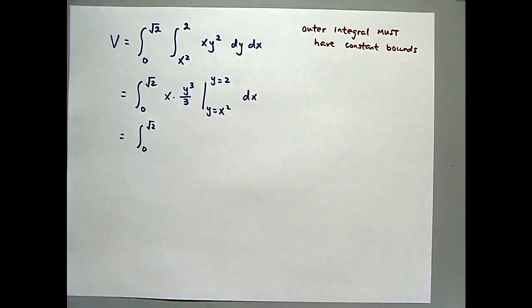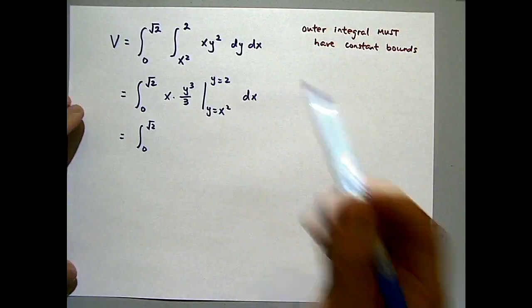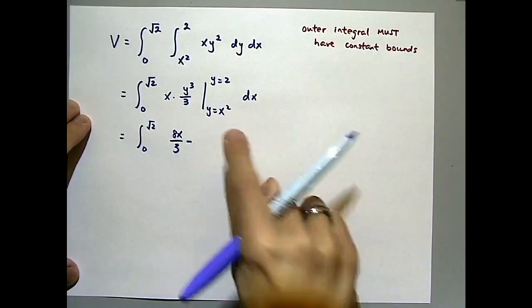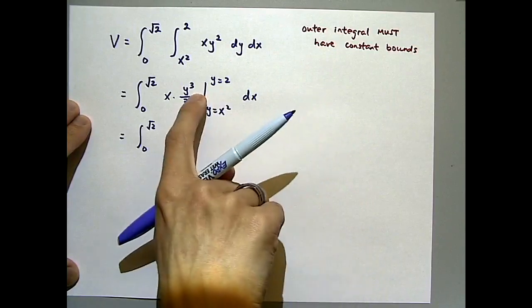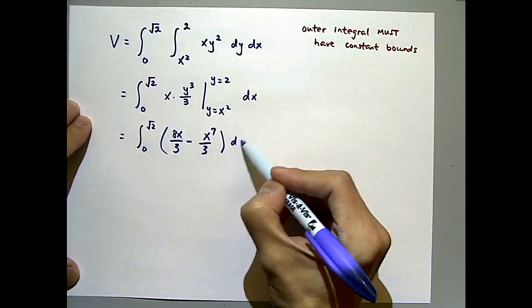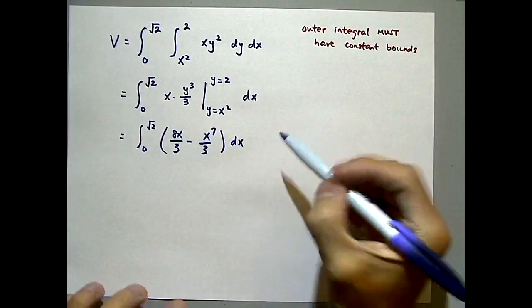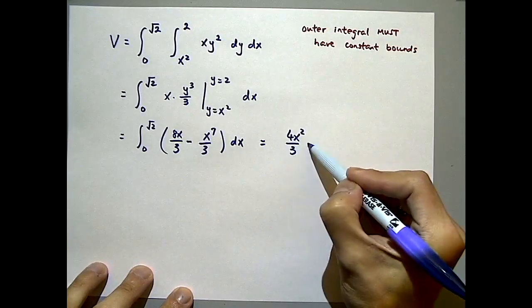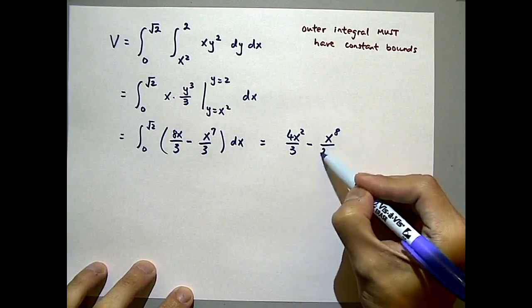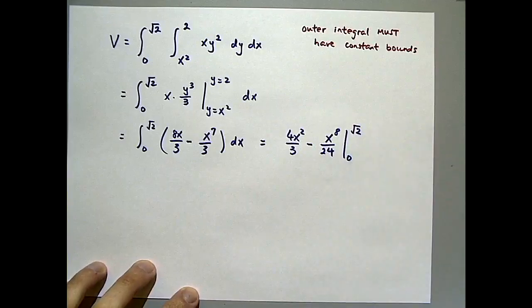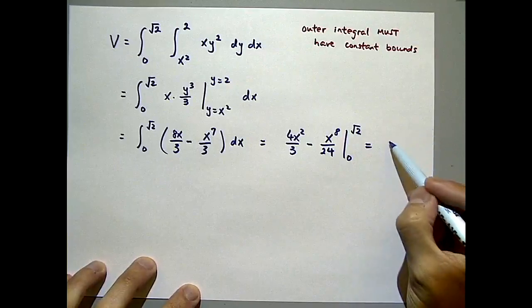Okay, so the rest of this is just very simple integration work. So let's see, we get 8x over 3 minus, this will be x to the 6 times another x, x to the 7 over 3. Again, the rest of this is very simple stuff. Integrating that, we get 4x squared over 3 minus x to the 8th over 24, from 0 to radical 2. And here, it doesn't take a whole lot of effort to find out that this ends up being just 2.